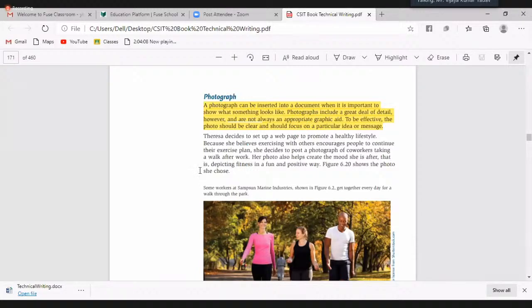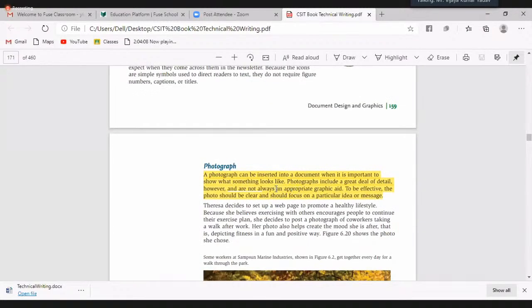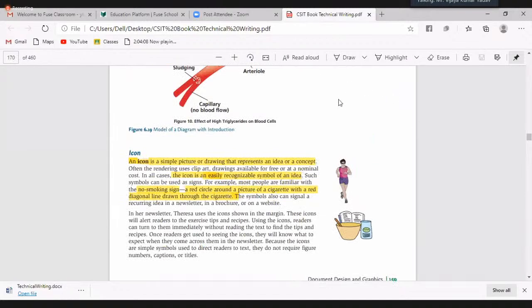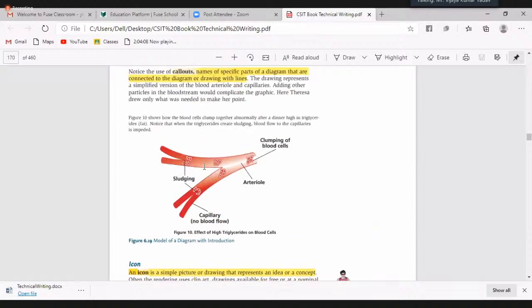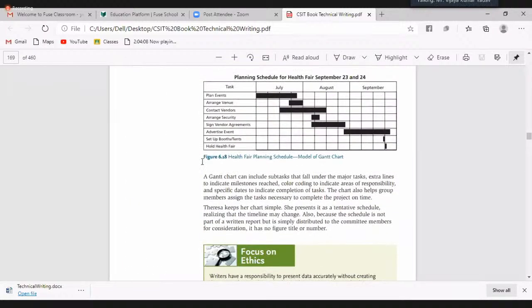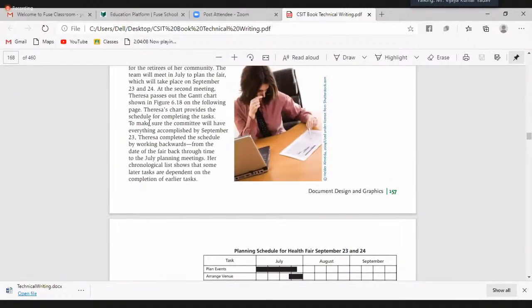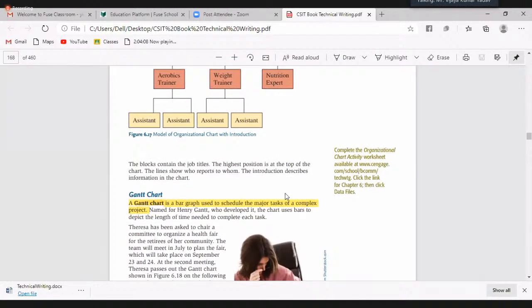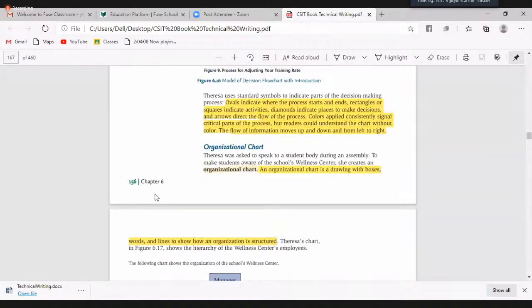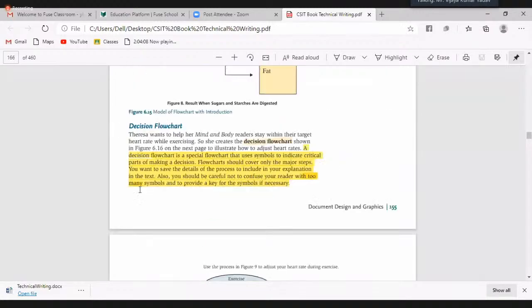Okay. Now, what should I do? Here I have highlighted in this, and you have sent me that Word document of this book, Technical Writing. Can you do it right now by looking at it? Can you highlight in your own document, that is Docs? Can you do it?